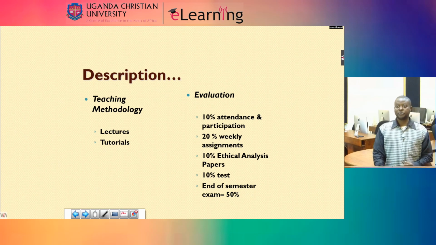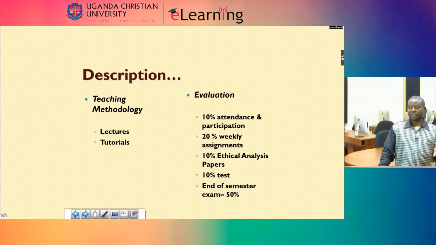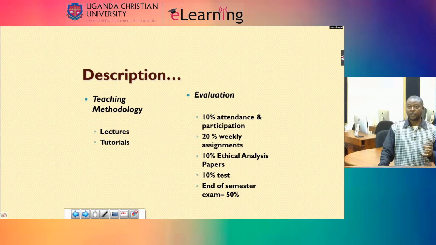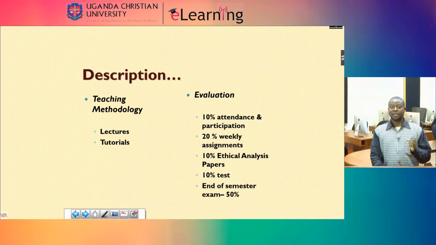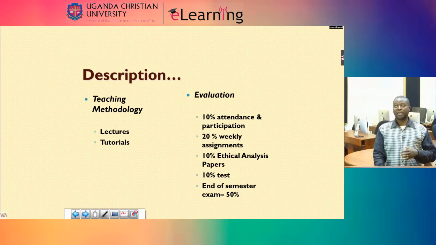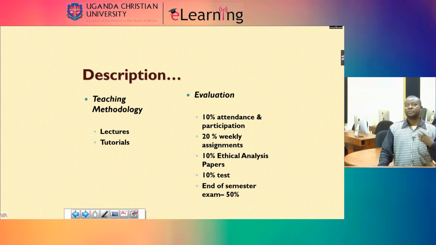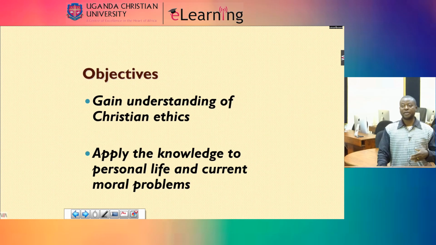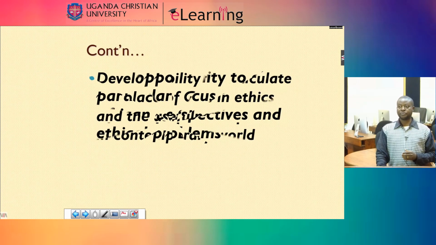In terms of assessment criteria, the assessment will be in two forms. We shall have the main lecture and then the tutorial. In terms of the distribution of marks, 10% will be awarded for participation and attendance, and then the weekly assignments will be awarded 20%, and then 10% will be awarded for an ethical analysis paper along the way. My co-facilitator will be explaining how you will go about that, and then we shall do a test in the middle of the semester that will also take 10%. So when you sum all that up, it should come up to 50%.